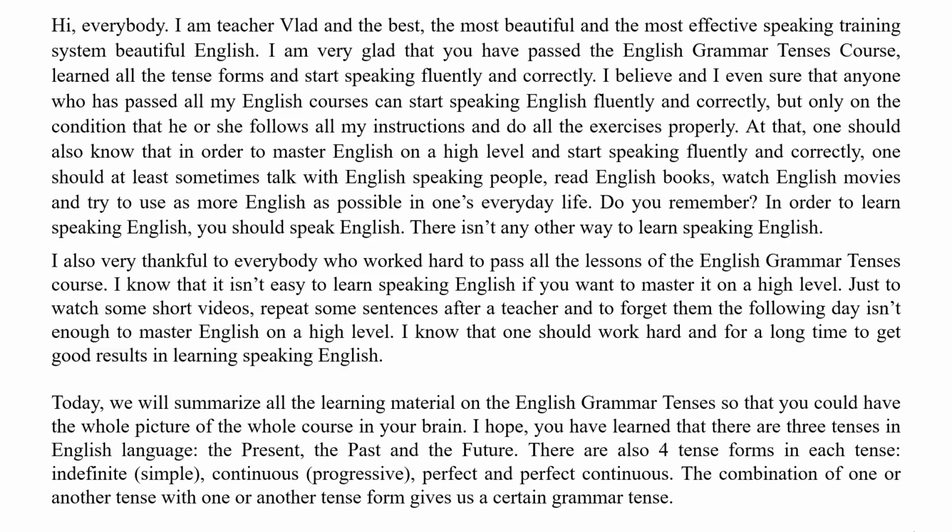Today, we will summarize all the learning material on the English Grammar Tenses so that you could have the whole picture of the whole course in your brain. I hope you have learned that there are 3 tenses in the English language: the present, the past, and the future. There are also 4 tense forms in each tense: indefinite (simple), continuous (progressive), perfect, and perfect continuous. The combination of one tense with one tense form gives us a certain grammar tense.